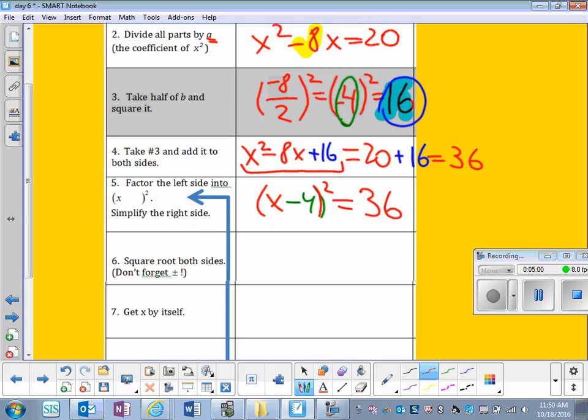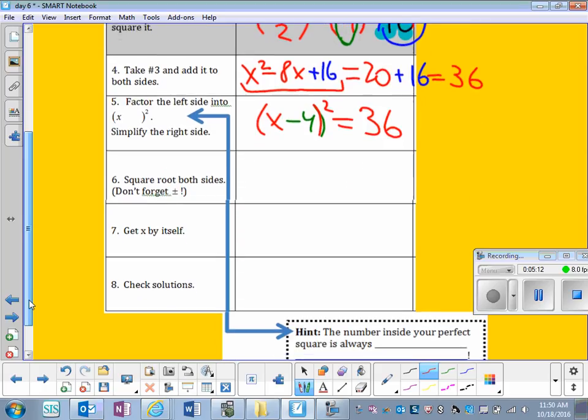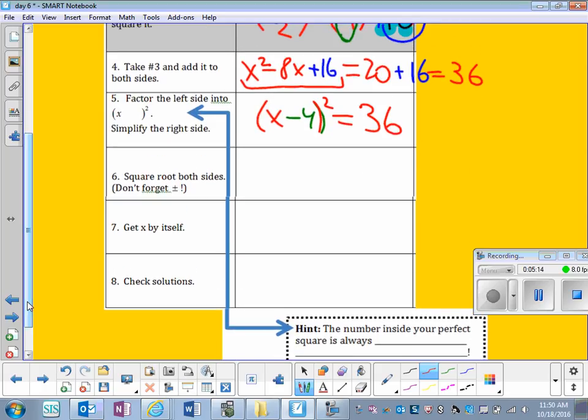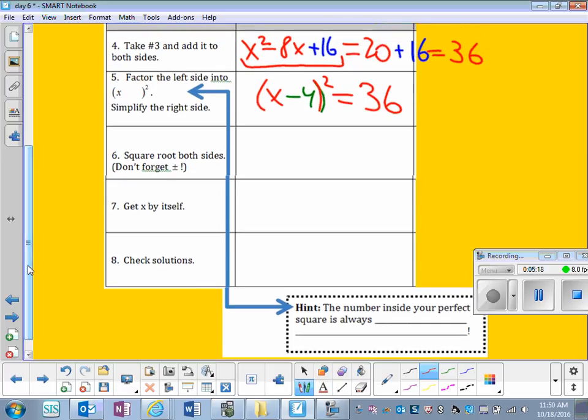If I factor this trinomial the normal way with the t-chart, that's exactly what I would get: x minus 4 times x minus 4, or x minus 4 squared. So that's why we do this little trick to save us time. And sometimes the trinomial will have some ugly coefficients, so we want to know that trick. So right here, let's write: the number inside your perfect square is always half of b, b over 2.